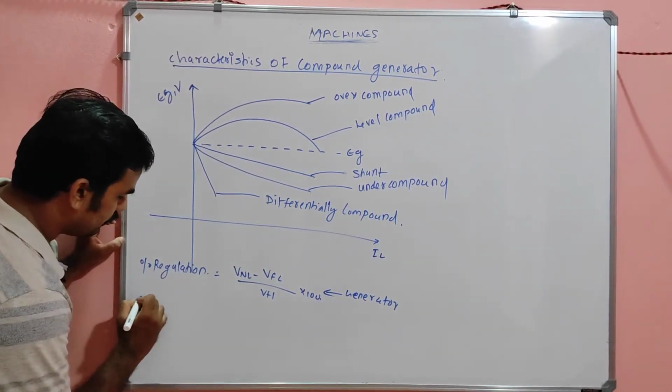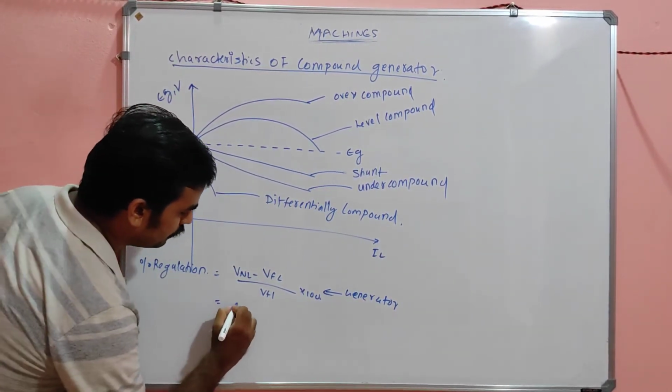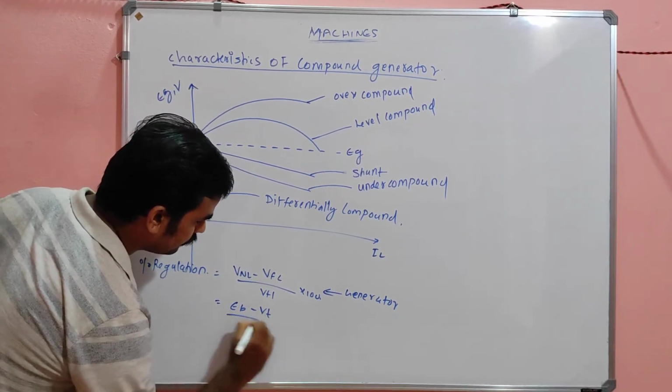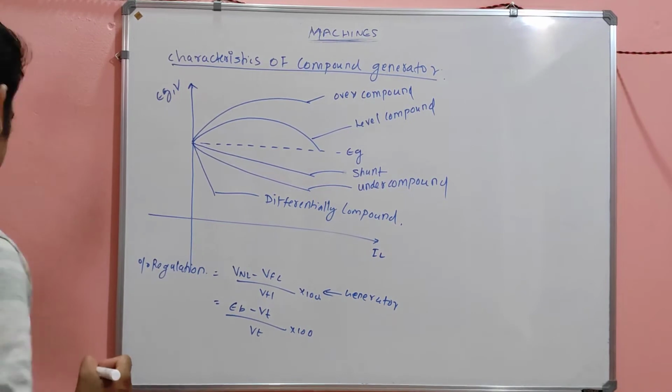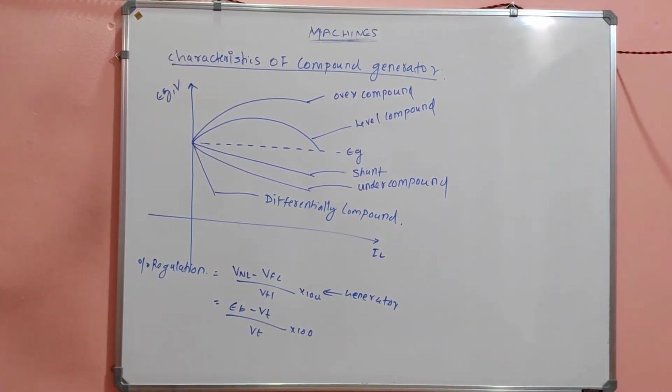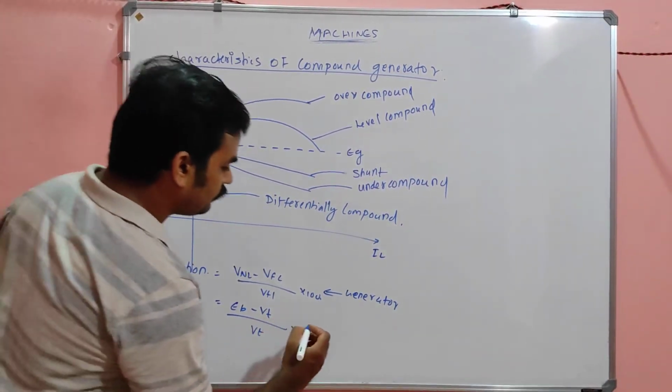and for the motor it is equal to EV minus VT divided by VT into 100.